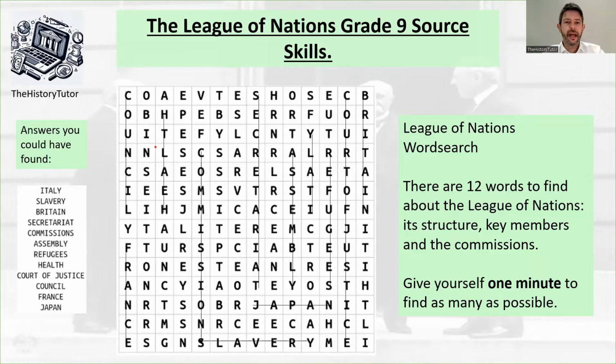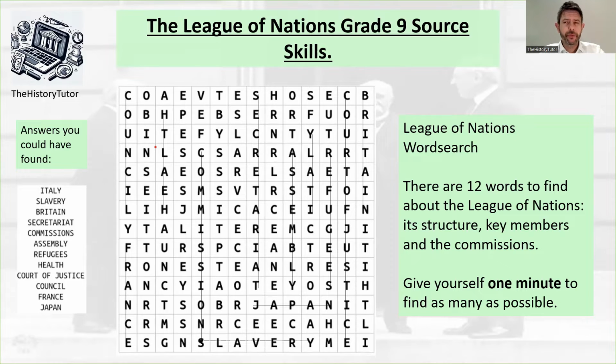Here they are. So you can see those answers in there, ranging from the countries like Britain, Italy, France, the countries who made up the permanent council members. We've got ideas like obviously refugees and assembly, commissions, secretariat, all different sort of structure groups of the League of Nations. Right, so we're going to use some of this knowledge then to look at our 4-marker questions, source skills.